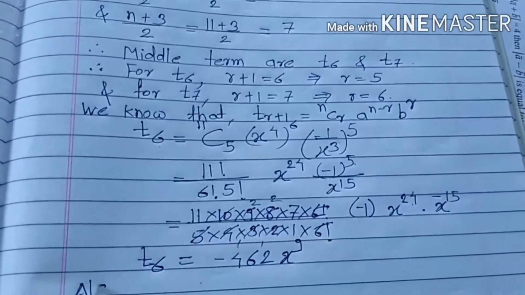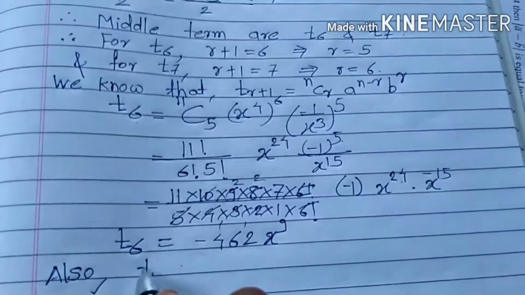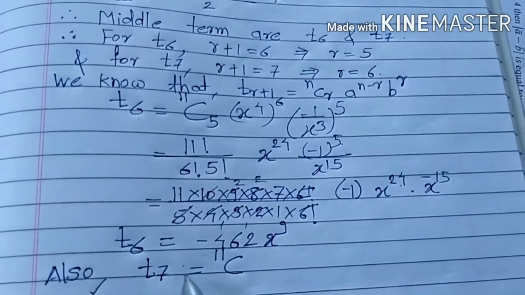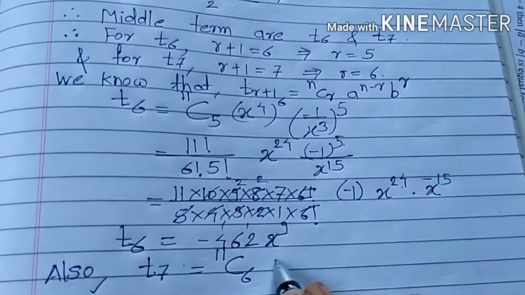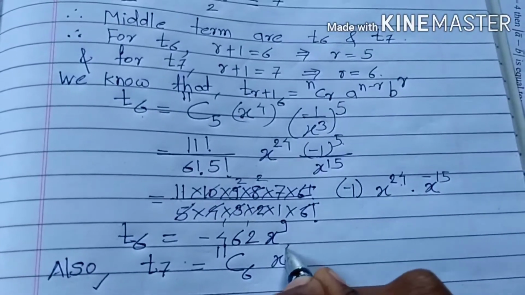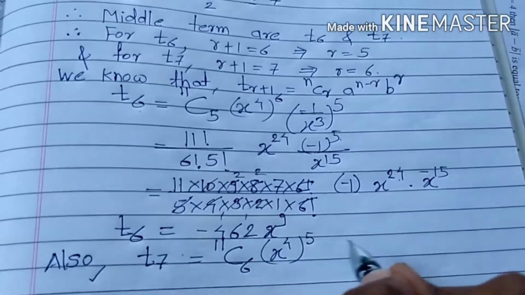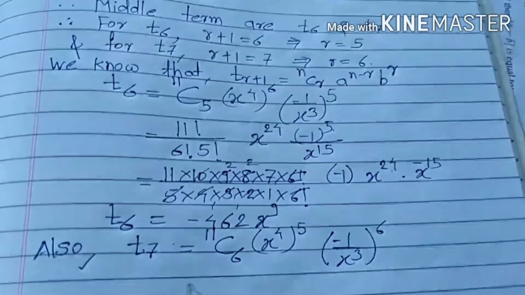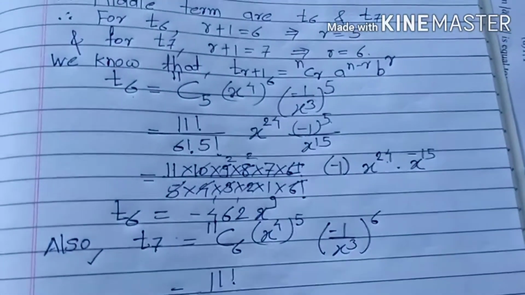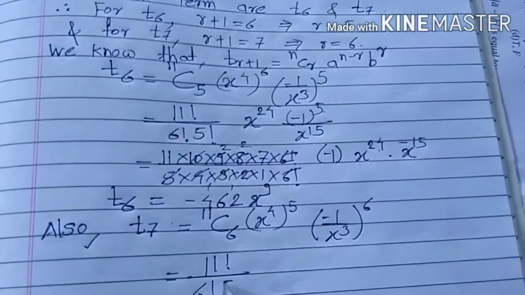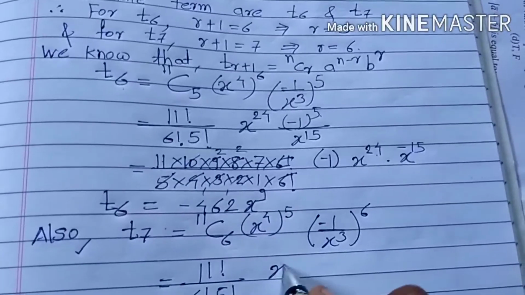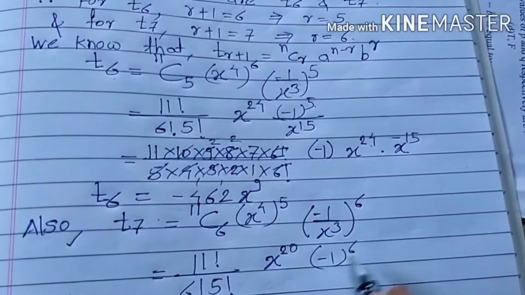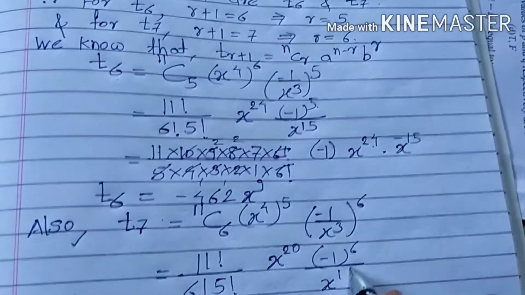Also for T7 we use the same formula, but here r is equal to 6. x raised to 4 raised to 5 and minus 1 upon x cube raised to 6. So it is 11 factorial, 6 factorial, 5 factorial. It is x raised to 20. It is minus 1 raised to 6 and x raised to 18.